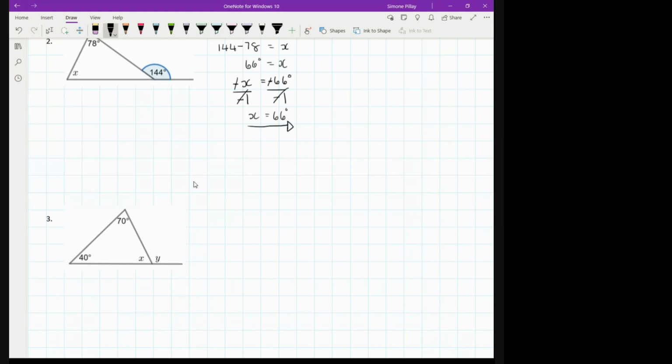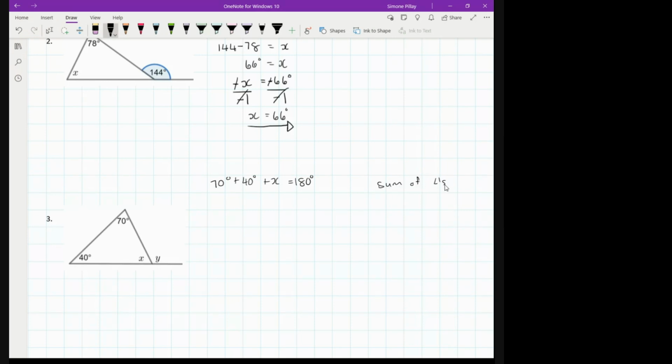So what I'm gonna do first is calculate x because I like calculating in alphabetical order. Okay. 70 plus 40 plus x is equals to 180. My reason is sum of angles in a triangle.